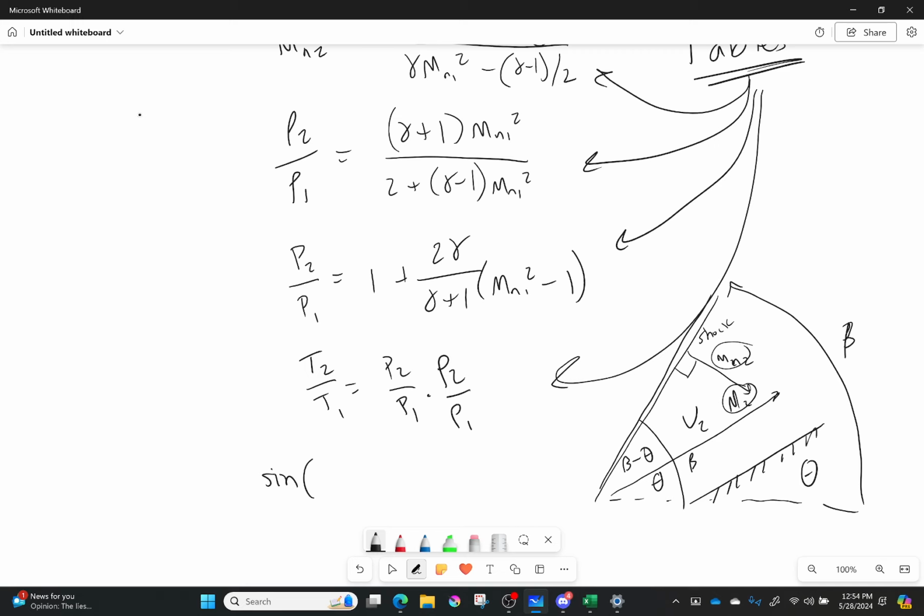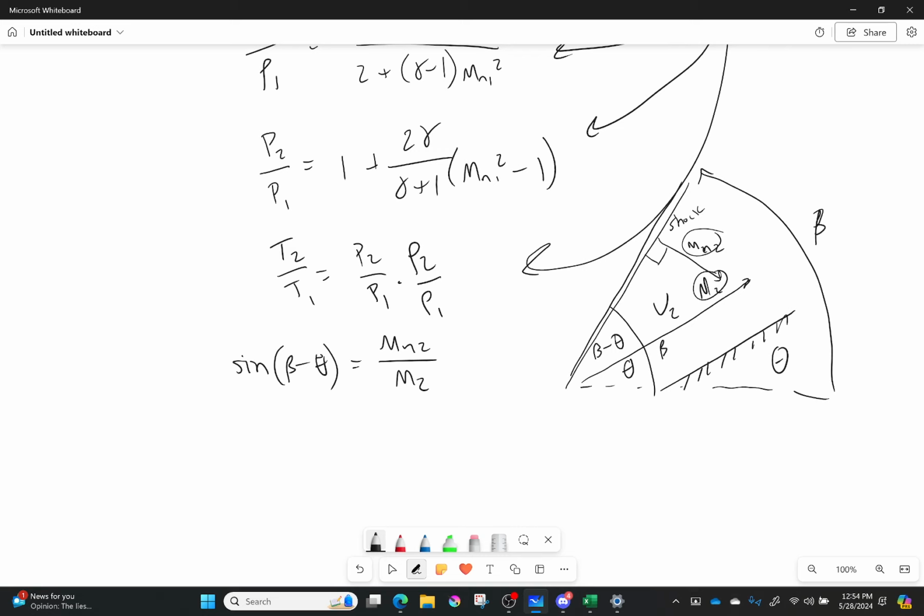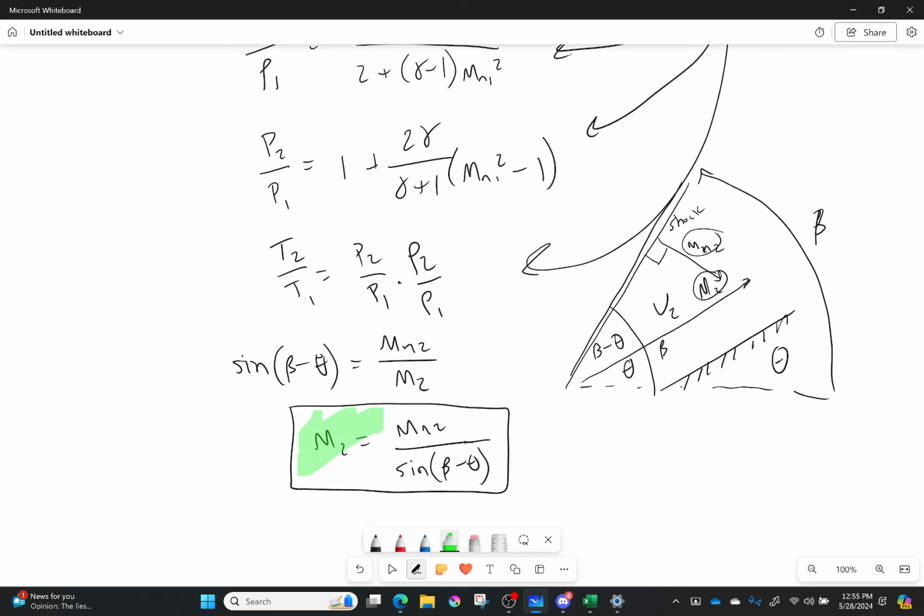So sine of beta minus theta is going to be equal to opposite over hypotenuse, which is my normal Mach number, all over my actual Mach number. So I'm trying in this case to solve for M2, not for Mn2. And so I do a little bit of algebra and I'll get that M2 is equal to my normal Mach number all over sine of beta minus theta. And this is after the shock wave, everybody. This is after the shock wave. And this is the second equation that I will tell you is actually very helpful. So don't forget that one. You might have a table for it sometimes, but in most cases, you're just going to need to plug it into your calculator. It's not terribly difficult to plug into your calculator.